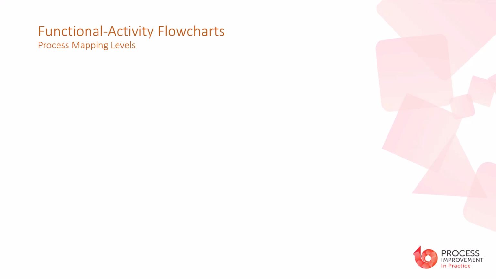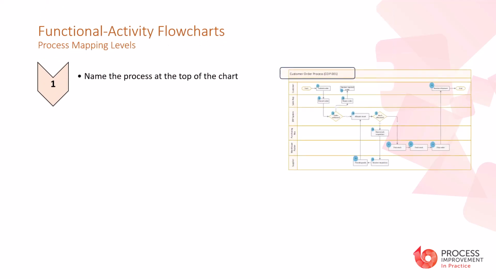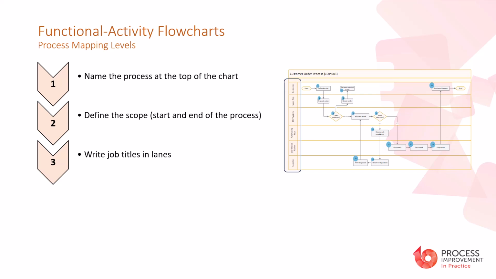When building a functional flowchart, you need first to identify the process you are mapping. So, you name the process at the top of the chart. Then, you need to define the scope of the process, where it starts and where it ends. This is done by identifying the first and last activities included in the process. After that, you need to define the direct stakeholders involved in the process. Write the titles or functions performing activities of the process.